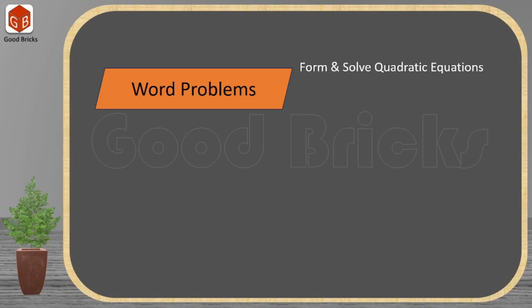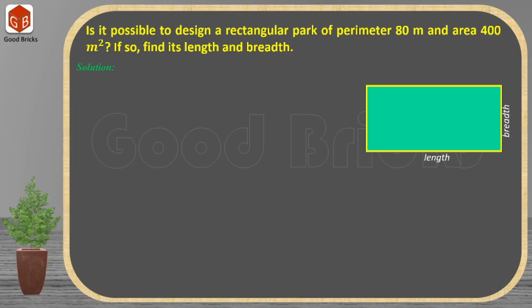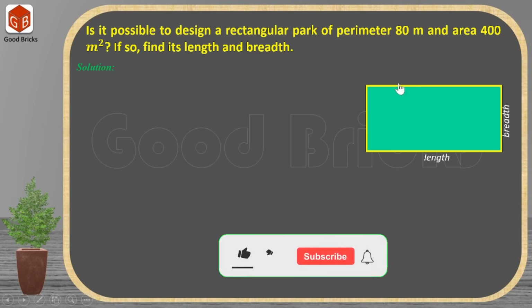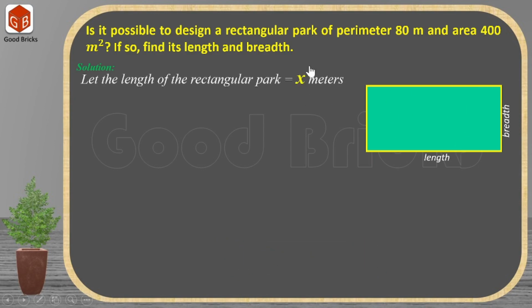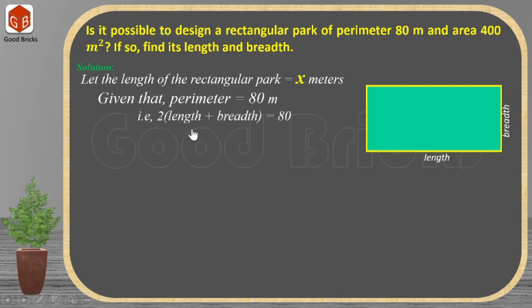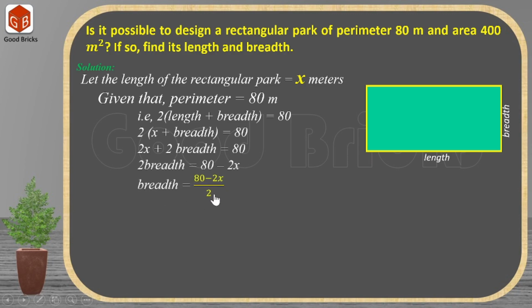Our next topic is we need to form a quadratic equation and solve. Let us now form a quadratic equation for this given situation and solve. In this question, they have given that the perimeter of this rectangle is 80 meters and area is 400 meters square. We don't know the length of this rectangle, so we are assuming x meters. And they have given perimeter is 80 meters, and you all know the perimeter formula: 2 into length plus breadth is equal to 80. In place of length, let us put x, and finally using this equation we will get breadth is equal to (80 minus 2x) by 2.